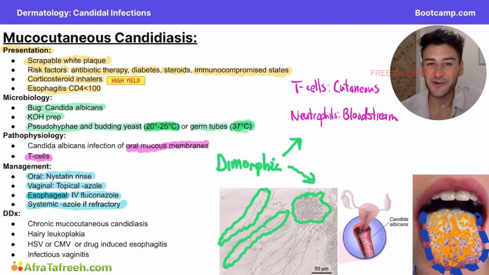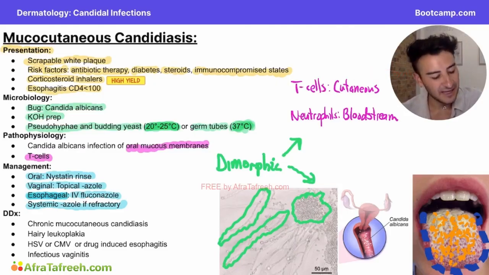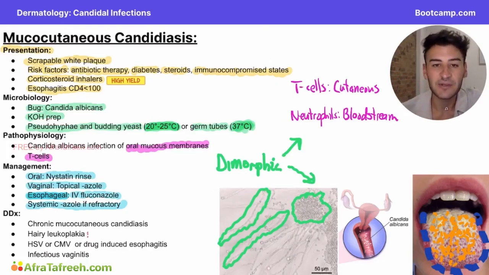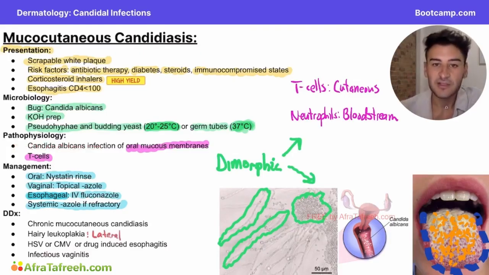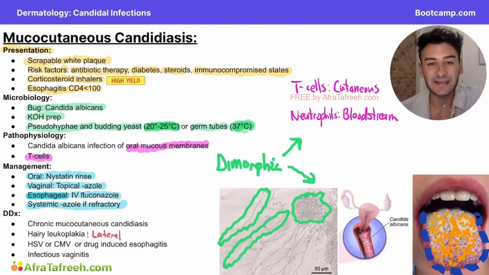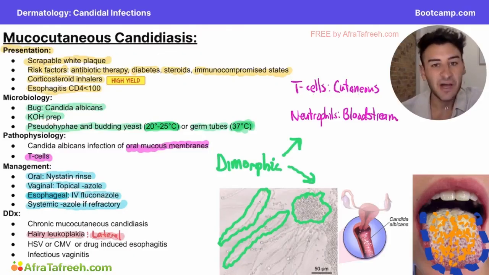In terms of forming a differential for Candida, there are a few things to be on the lookout for that might be confusing on test day. I want to start by talking about hairy leukoplakia. And hairy leukoplakia is going to be a non-scrapable plaque that is usually found on the lateral portions of our tongue. So whereas mucocutaneous candidiasis is found right on top of the tongue, like we talked about earlier, hairy leukoplakia is going to be on the lateral aspects. And so that's something that is going to really help you, as well as the fact that hairy leukoplakia will not be able to be scraped off where Candida will be.